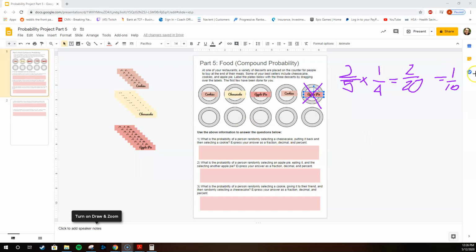So my fraction would be 1/10. Now I need to turn my fraction into a decimal. So I would take 1 divided by 10. And I get 0.1. So my decimal would be 0.1, and then I need to change my decimal into a percent. So I move my decimal 2 places to the right, add a 0. So I end up with 10%.